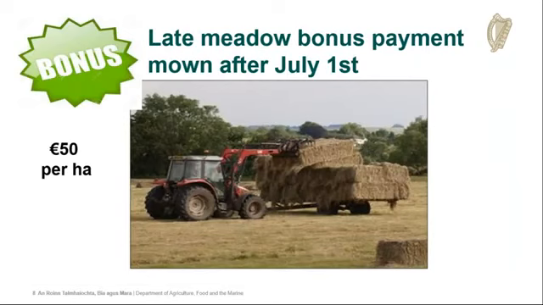Also, for the low input grassland scorecards, there is a bonus payment available of €50 per hectare, and that's for late meadows. So that's a meadow that would be cut between July the 1st and August the 31st. The field must be shut up for 6 weeks before it's mown, and we will require a geotagged photograph within 5 days of the field being mown to verify that this took place.